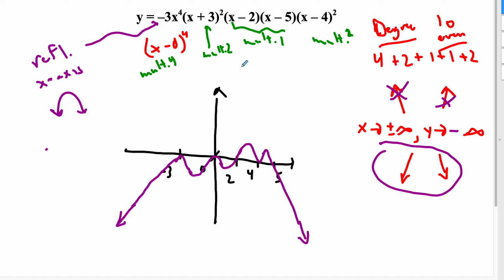All that from just the factored form and figuring out what the exponents are. Okay? And that is what multiplicity zeros can tell you about polynomials.